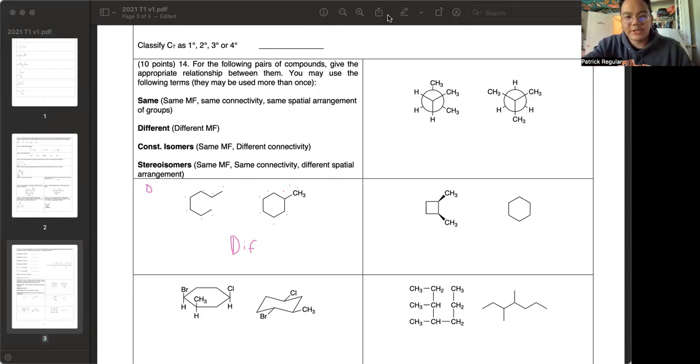By the way, if you haven't read the instructions yet, I didn't really go over that. I'm sorry. For the following pairs of compounds, give the appropriate relationship between them. You have options that are the same, so they're exactly the same in terms of spatial arrangement and connectivity. Different, just different molecular structures. Like if you're going to compare methanol and ethanol, they're obviously different. Constitutional isomers, different connectivity, and then stereoisomers, which we will get into. Do not focus on that. Yeah, let me double check.